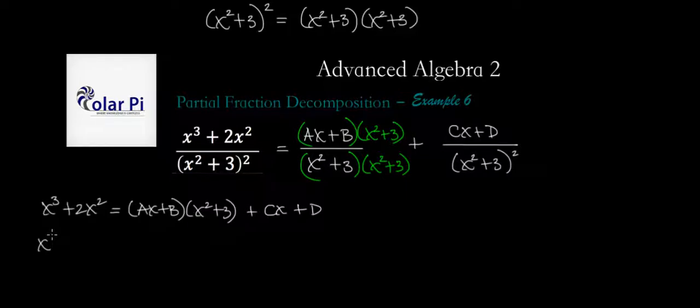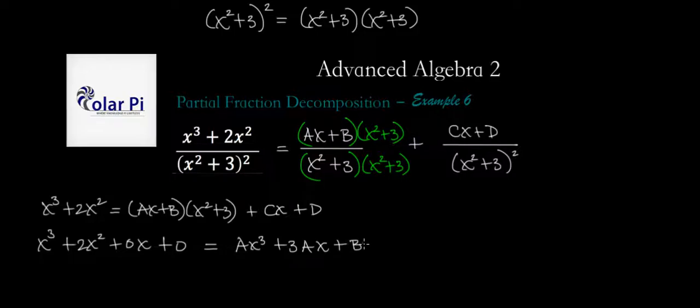So let's write this polynomial to the left of the equal sign the way it would appear in full, and that is with a 0x and then plus 0. And then on the right side, if we first FOIL here, we'll have ax cubed and then plus 3ax and then plus bx squared and then plus 3b, and then plus cx plus d.